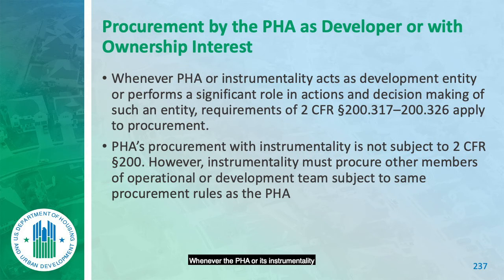Whenever the PHA or its instrumentality acts as a development entity or performs a significant role in the action, the requirements of the 2 CFR do apply. I believe some of those resident functions, though listed, are a little bit loose. I believe you should do the 2 CFR 200 for everything that you do with HUD money, with your money, with the investors involved. If the PHA or its instrumentality is not subject to the CFR, they must procure other members of the development team subject to the same procurement rules of the PHA. Again, 2 CFR 200 does apply.